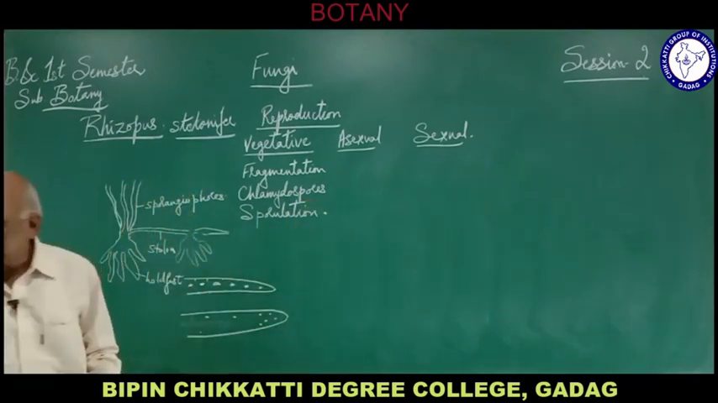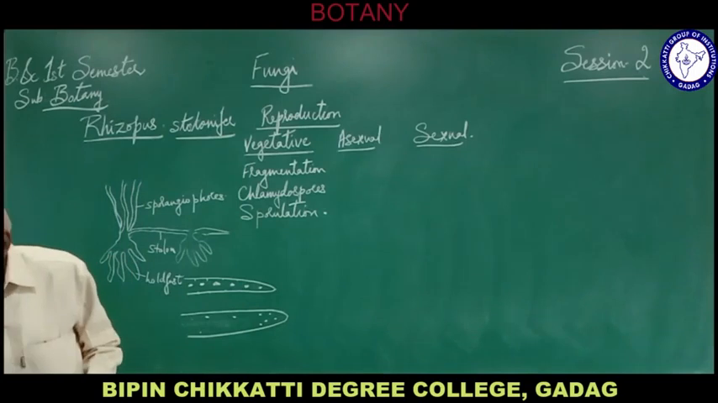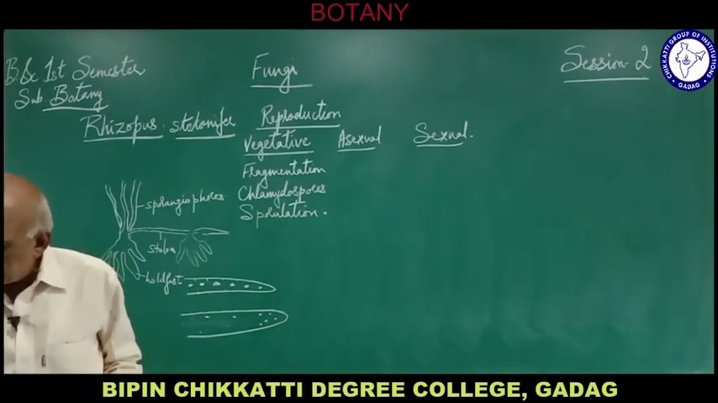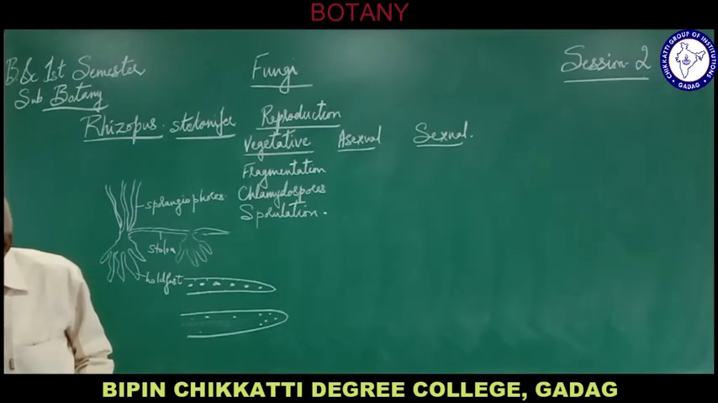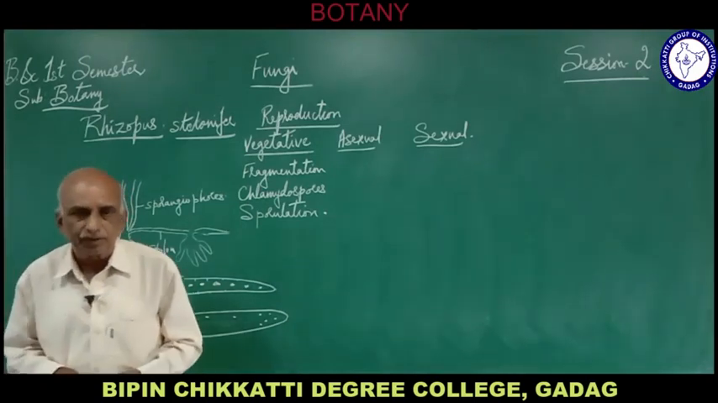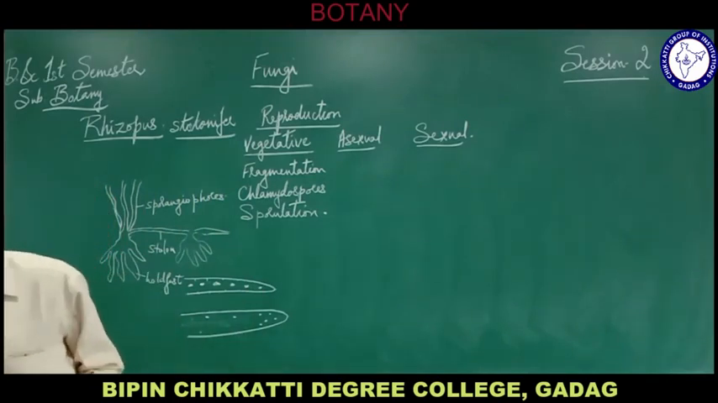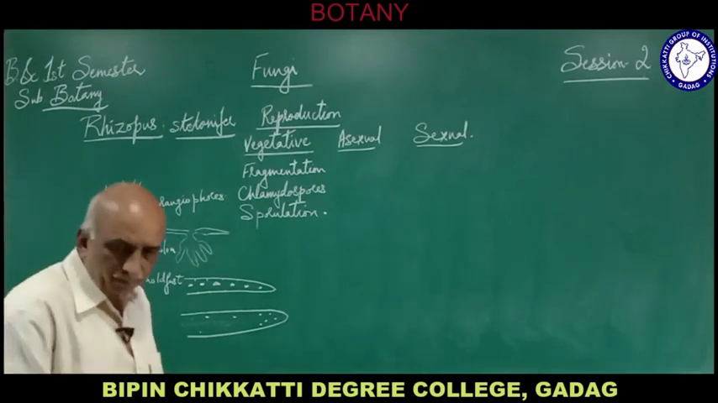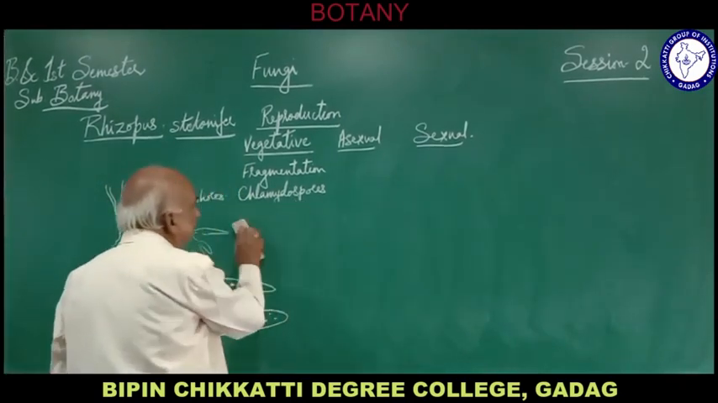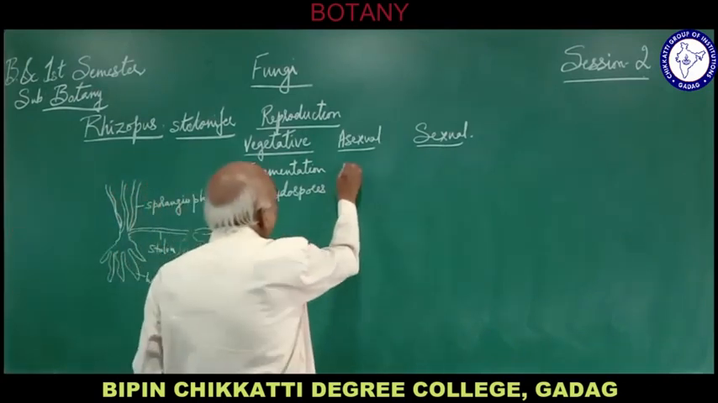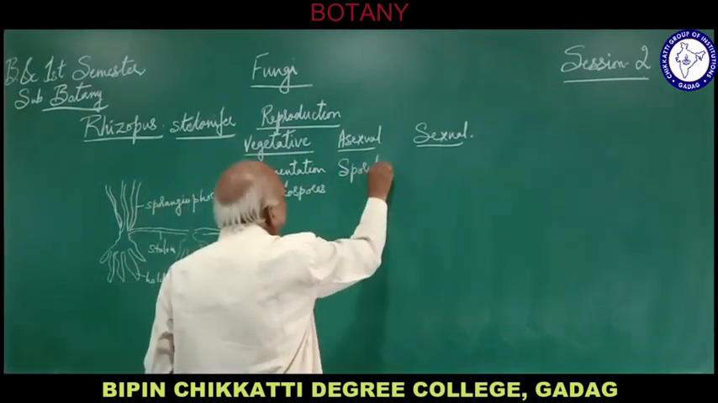So these are the three methods of reproduction. Chlamydospores are formed by the vegetative method, and sporulation is actually by the asexual method, by production of spores.